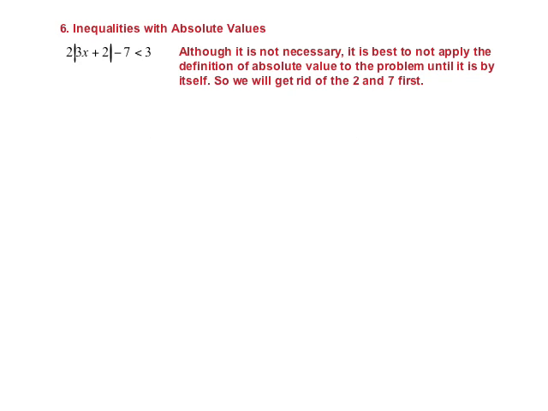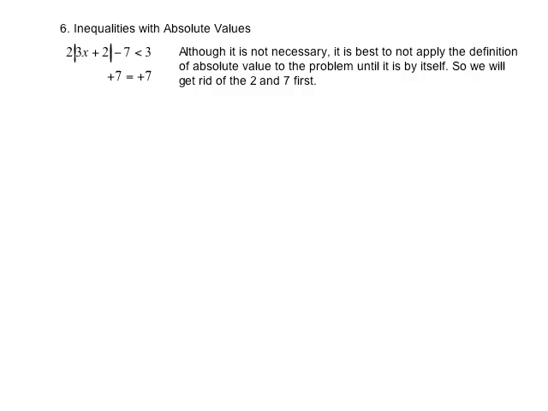6. Inequalities with absolute values. Although it is not necessary, it is best not to apply the definition of absolute value to the problem until it is by itself. So we will get rid of the 2 and the 7 first. How can we get rid of the 7? We can add 7 to both sides. So then we're going to get 2 times the absolute value of 3x plus 2 is less than 10.